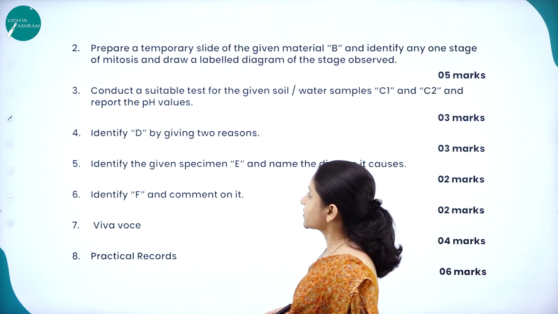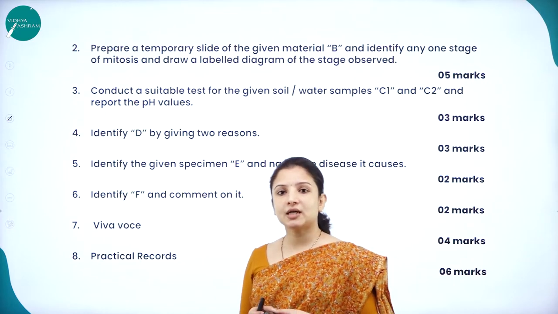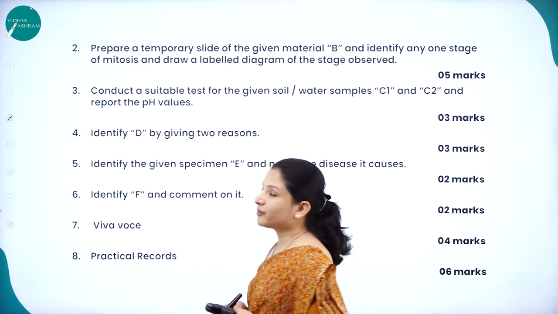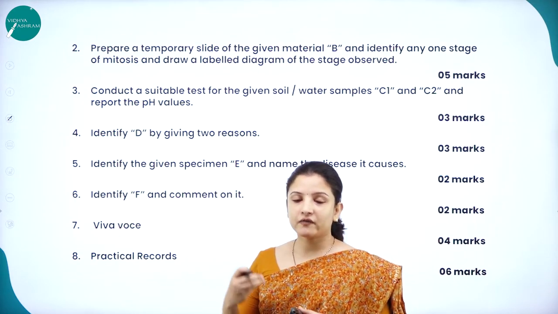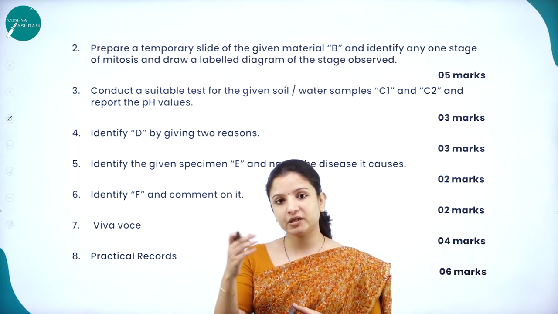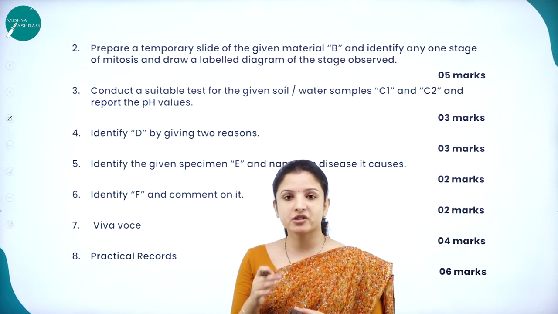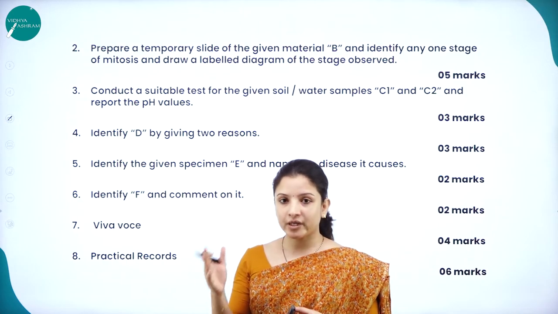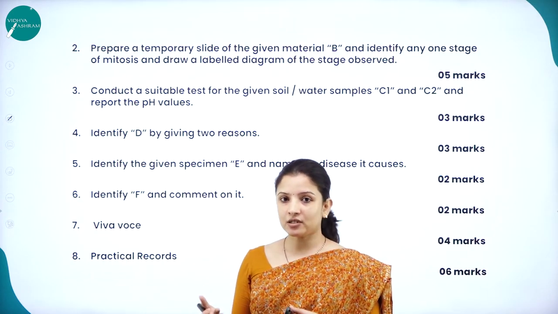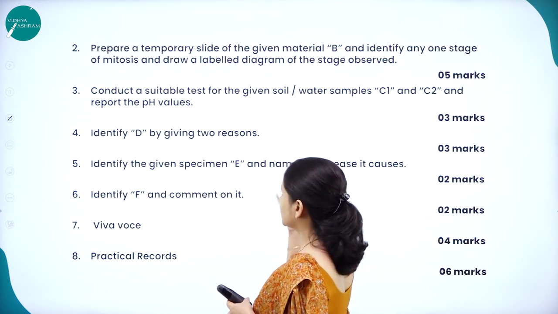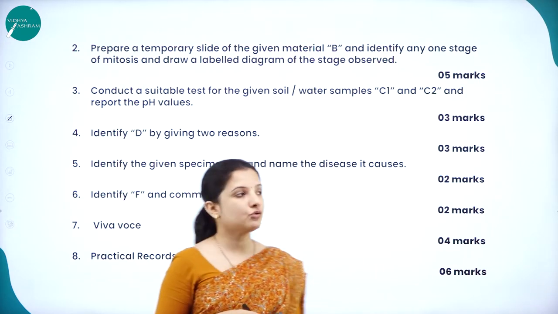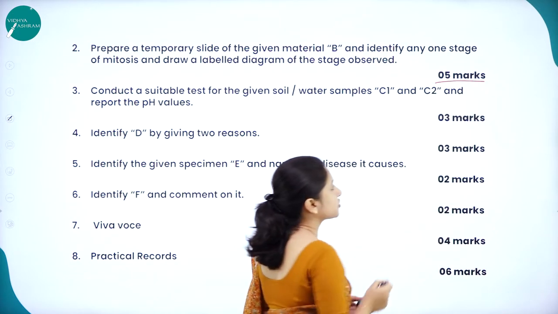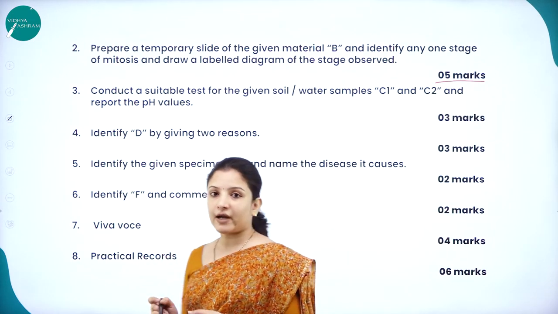Next, moving on to question number 2. Question number 2 is compulsory for all. This question is about mitosis. Everything will be prepared and the onion root tip will be given to you. Your work is to squash it properly, put it under the microscope, call the examiner, show him the stage, identify the stage and tell him. That is about question number 2 and it is for 5 marks. Question number 1 is also for 5 marks.